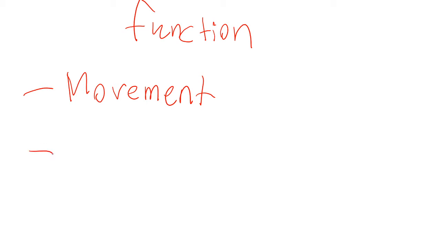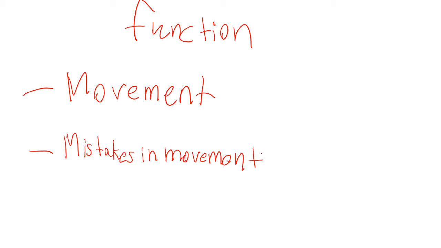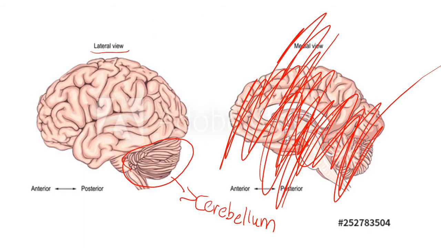It's also, as I said, motor planning, and it's remembering everything, like if you made any mistakes when you were walking. So I'm going to say mistakes in movement. Any mistakes in your movement, your cerebellum will try to help you to correct it.